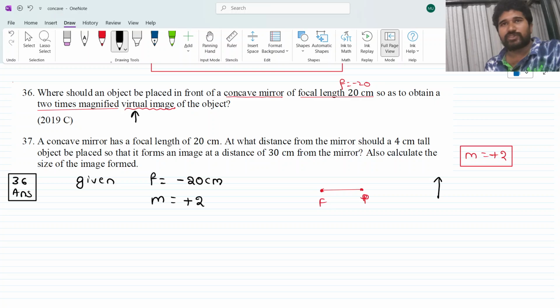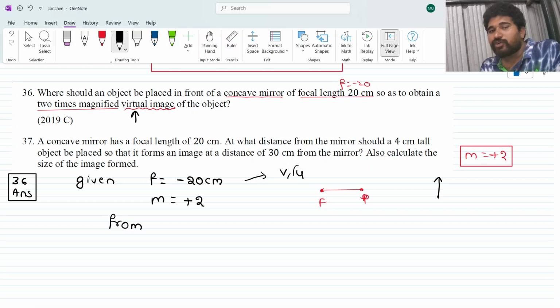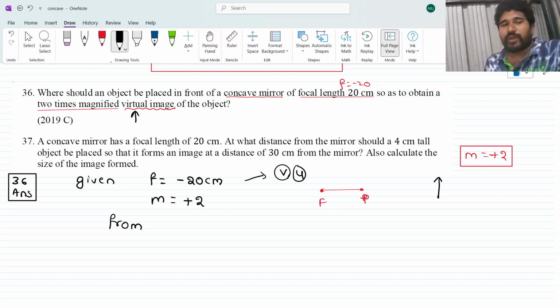Clear for everybody? Now observe. M is equal to plus 2. You got it? Now observe F is equal to minus 20. Actually I cannot use the mirror formula. Why? I don't know V. I don't know U. When I am having two unknowns, I cannot use the mirror formula. So from magnification.